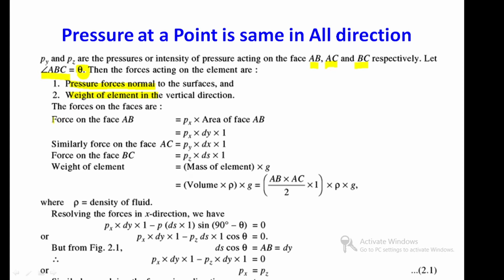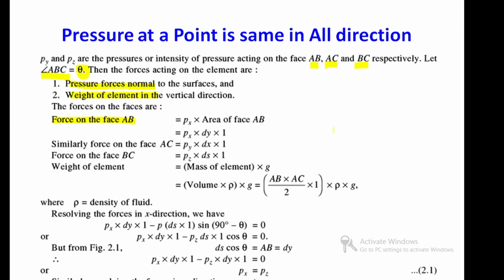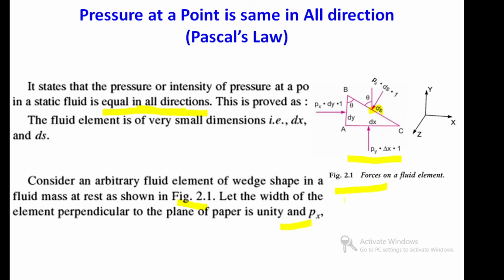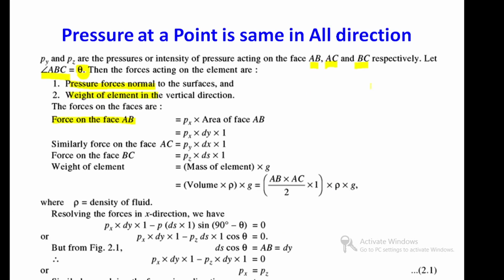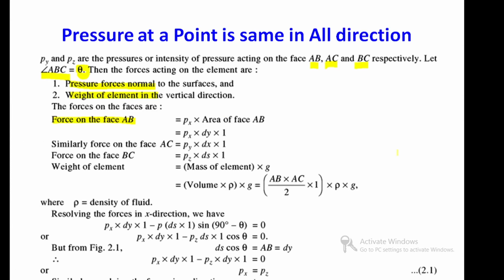The force on the faces: the force on face AB, this is AB, is Px dy 1, that is Px into the area of the face AB, dy into 1. Similarly the face AC, here AC is Py into dx into 1.